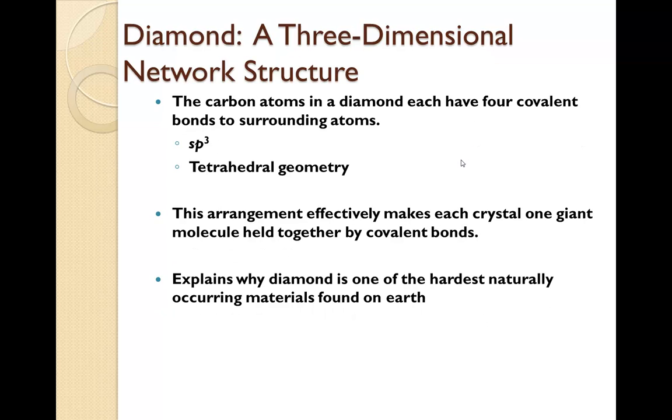Let's take a comparison of the diamond versus the graphite you would have in a pencil. The carbon atoms in a diamond have 4 covalent bonds surrounding the atoms, forming an sp3 arrangement in a tetrahedral geometry. This arrangement effectively makes each crystal one giant molecule held together by covalent bonds. This explains why diamond is one of the hardest naturally occurring materials found on Earth.